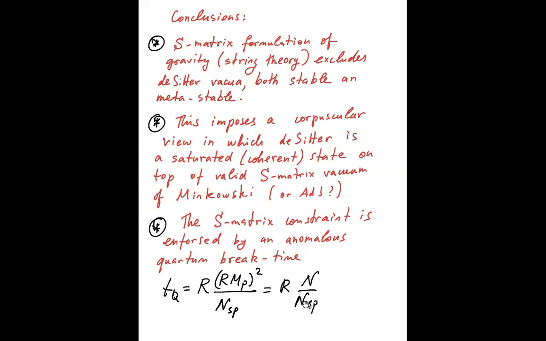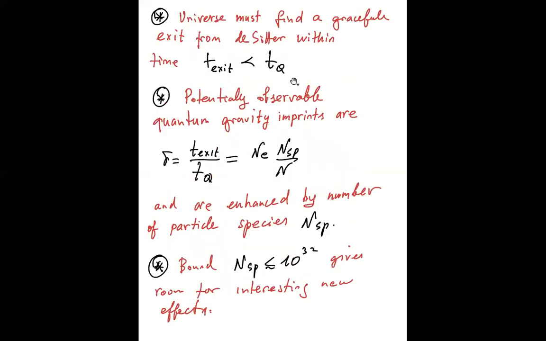Now, this property is shared also by black holes, as I said. But for de Sitter, you must find a graceful exit. And because of this, there are quantum gravitational effects, imprints from the de Sitter phase, from the inflationary phase, given by this parameter, the ratio of the exit time to the quantum breaking time. And these are enhanced by the number of species.